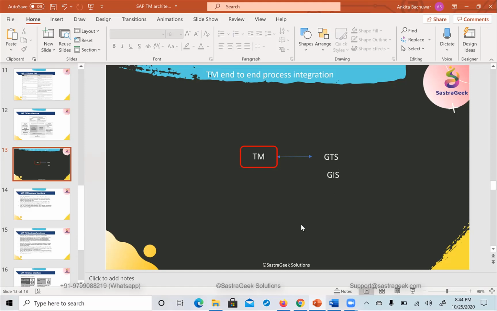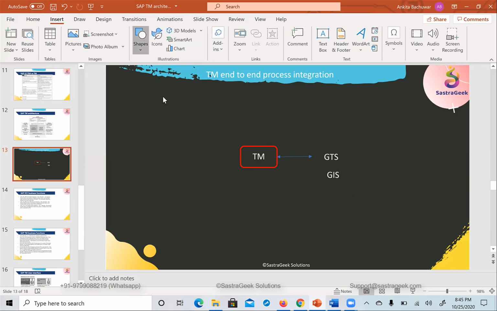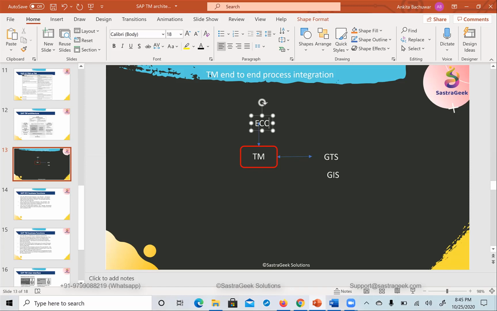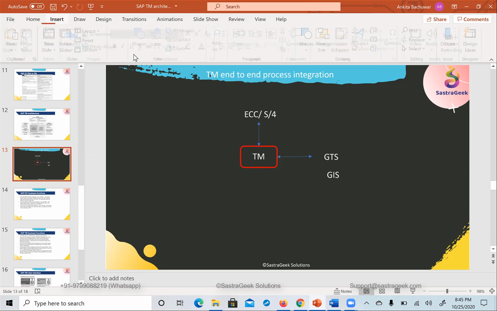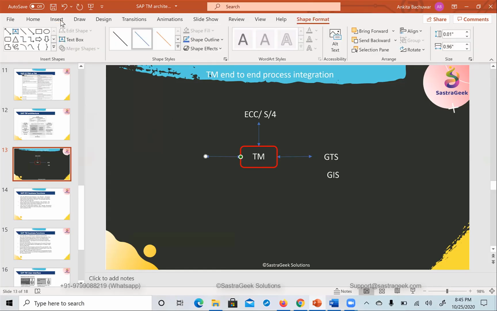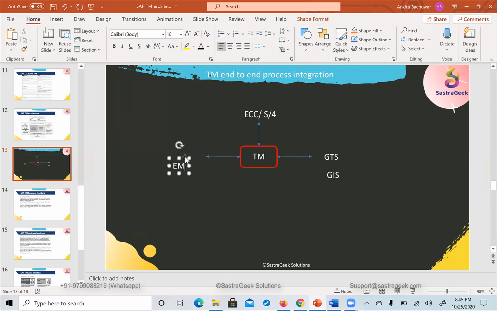That would be used for your distance determination, then knowing the route, maps, everything, for that GIS is used. SAP TM would be communicating to S4 as well. So here I will say ECC or S4 system. And nowadays it's a different architecture, but TM is using EM, event management, as well. For carrying out the whole thing it needs all these systems, and of course it has NetWeaver as the way to communicate or do the transactions for everyone.